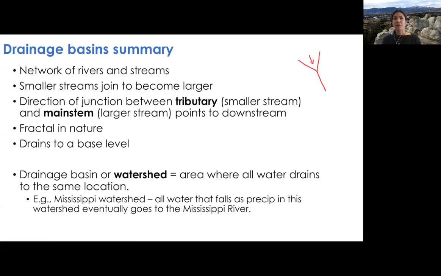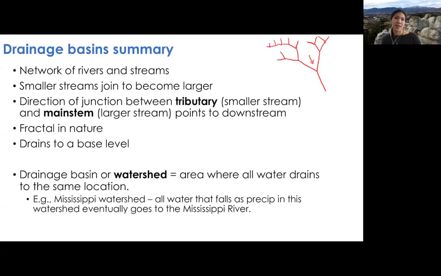Drainage networks are also fractal in nature. So if we were to extend these smaller tributaries, they would be made of smaller tributaries. And those smaller tributaries would be made of smaller tributaries, which are made of even smaller and smaller and smaller. And so as you zoom in on the channel network, you get a repetition of the patterns and forms. So that's what I mean by they're fractal in nature.